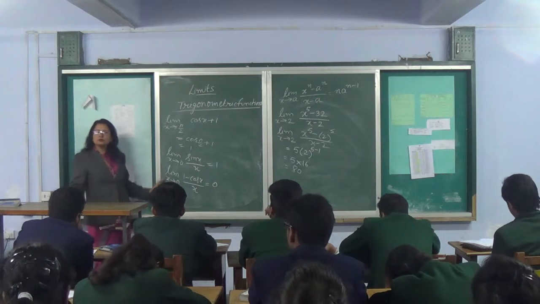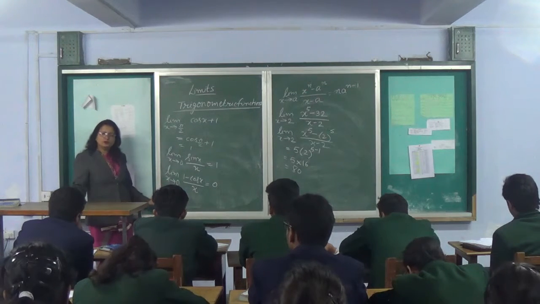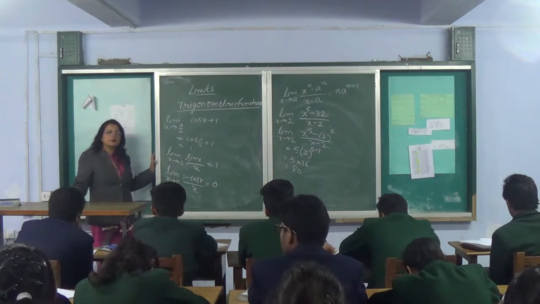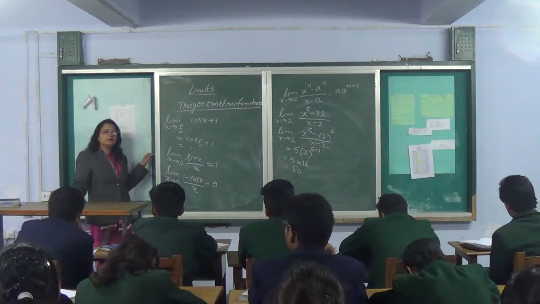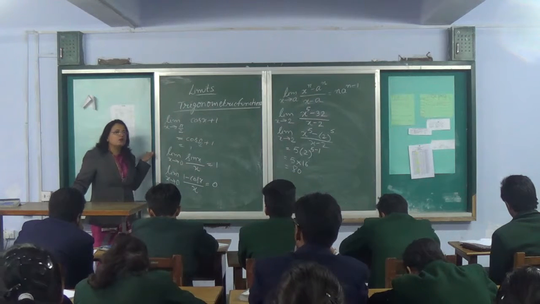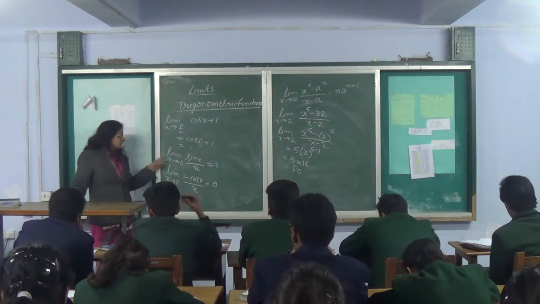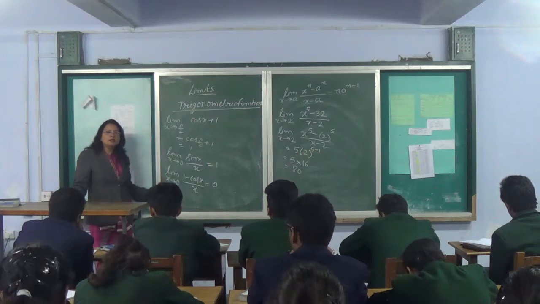So these are the two standard results which we will use for evaluating the limits of trigonometric functions when we are getting the indeterminate form. That is when we are getting the form of 0 by 0. So these are the two standard results which will help us.